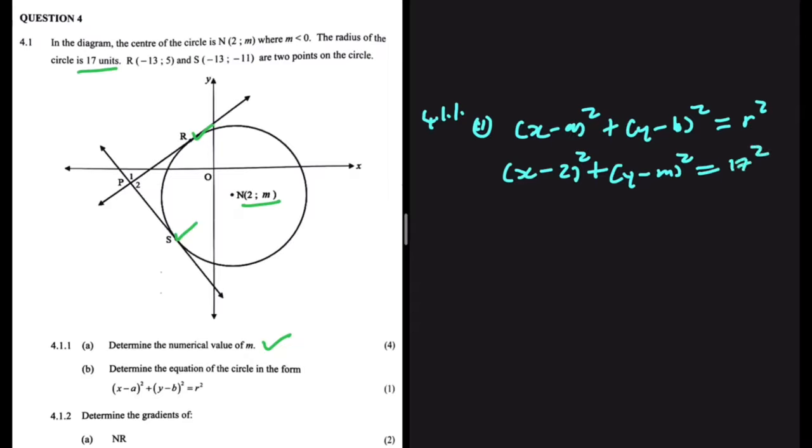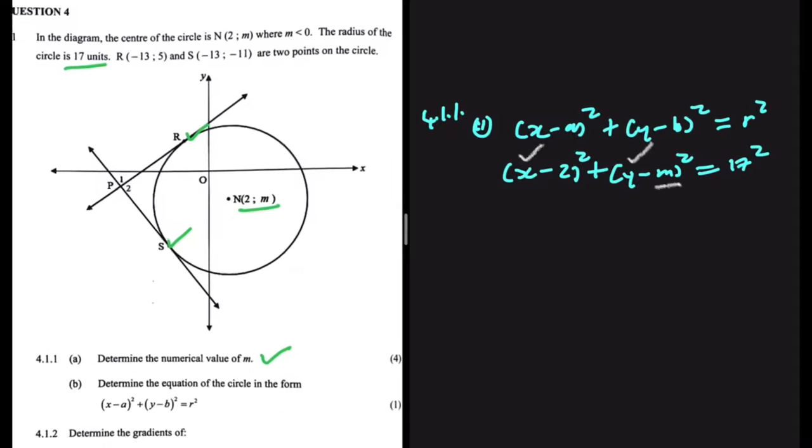As you can see, if we substitute a point on our circle, then we're going to easily find the value of m, because we're going to have a value of x and its corresponding y value. The only variable that we're going to have is m.